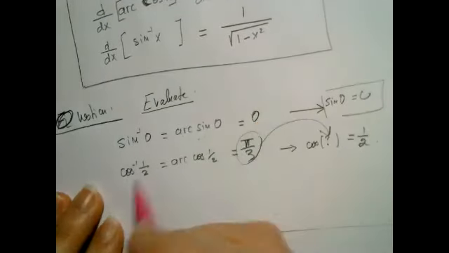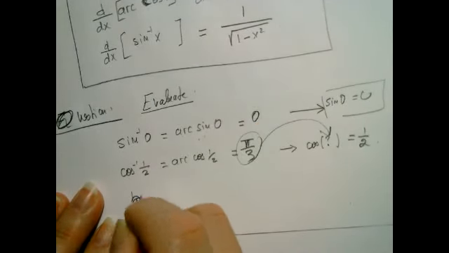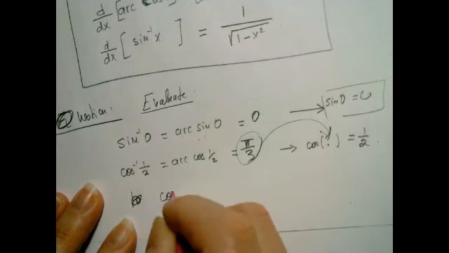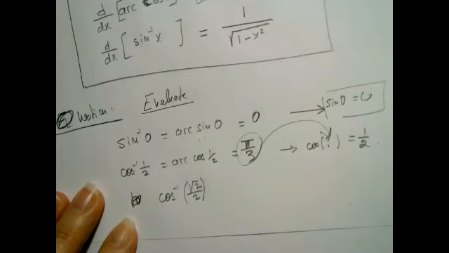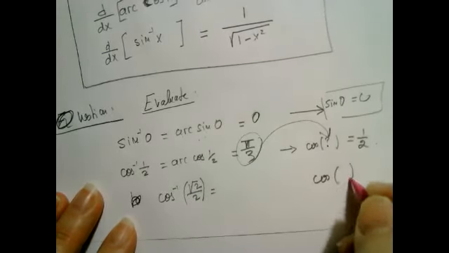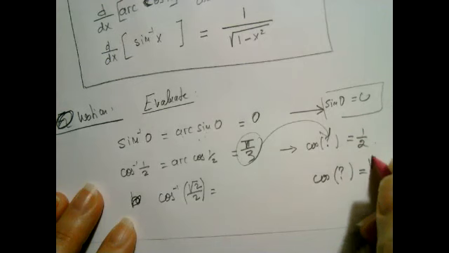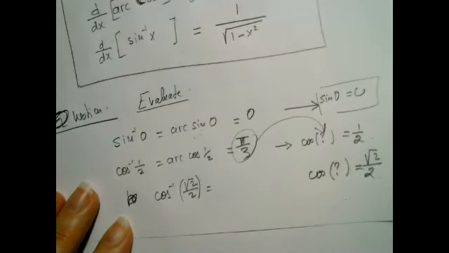Okay, let's keep going. What is the inverse cosine of square root of 2 over 2? It means what is the angle? What is the angle whose cosine is the square root of 2 over 2? Back to you. That's the easy one. Pi over 4.